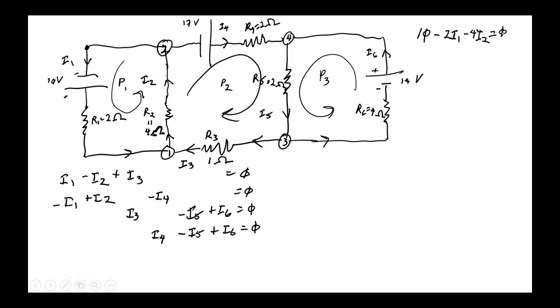Now, translating that to the order I want them down here, that's going to be a 2I1 plus 4I2 is equal to 10, right?